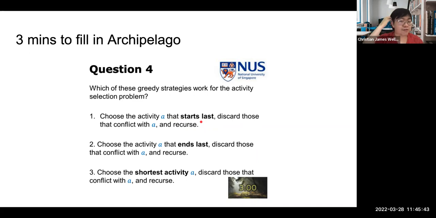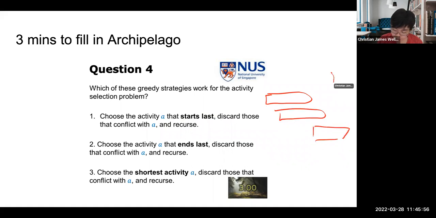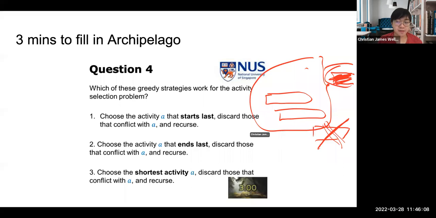Discard those that conflict with A and then recurse. So meaning here, for example, let's say I have a schedule. This is the one that starts last, so I take this one. Then I discard this one and recurse on this region. Okay, so this is what it means.